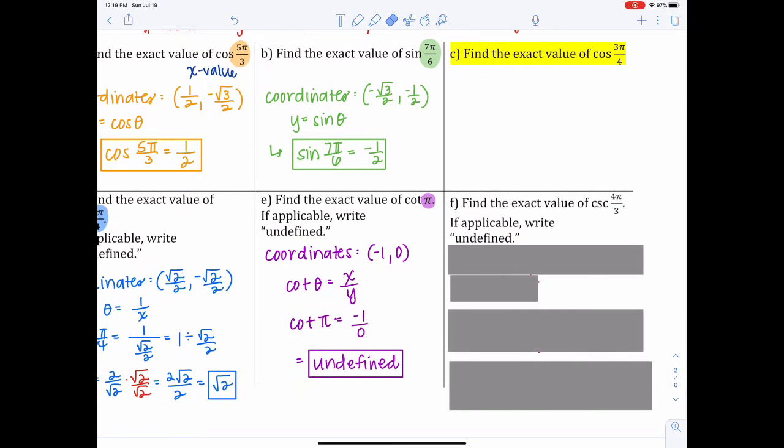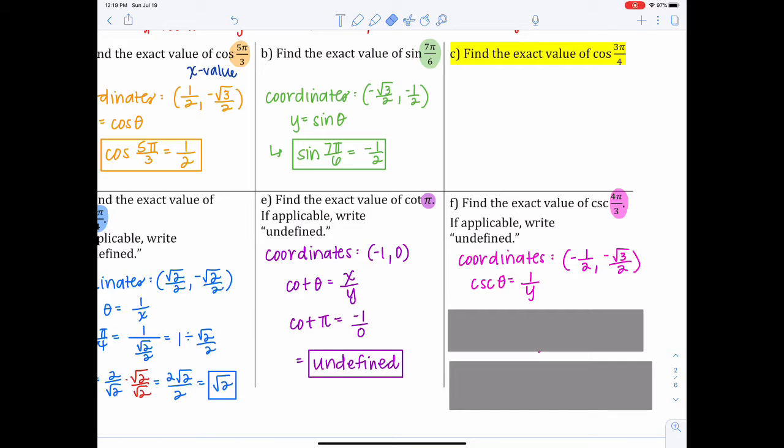Let's do one more together. So now we have the cosecant of this angle here. So we want the cosecant of 4 pi over 3. So let's look for 4 pi over 3 on the unit circle. Go ahead and scroll up on your own and look for that. You should have found the coordinates of negative 1/2 comma negative rad 3 over 2. So cosecant is the reciprocal of sine. So we have 1 over y as our cosecant value.